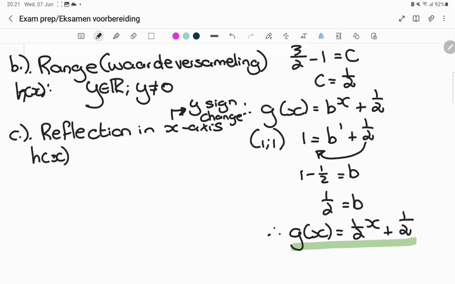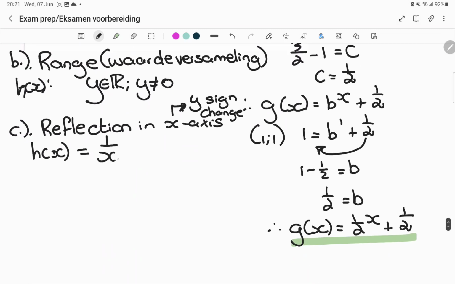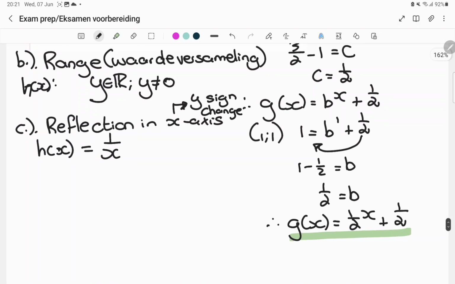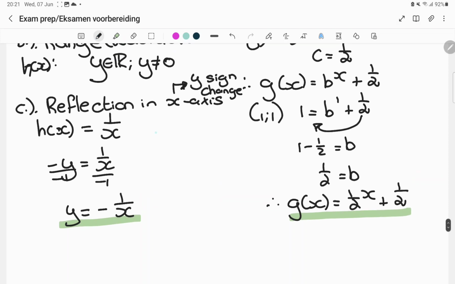So we take our original formula. Our original h of x was equal to 1 over x. Now if it gets reflected in the x-axis, it means that the y sign has to change, so it becomes minus y equals 1 over x. However, I don't like this minus, so I'm dividing on both sides by minus 1, so y is actually equal to minus 1 over x.